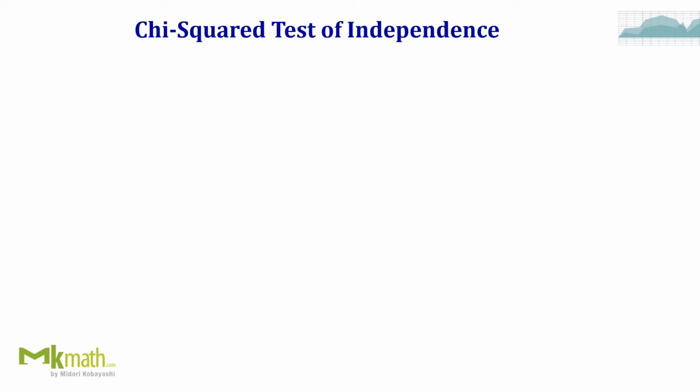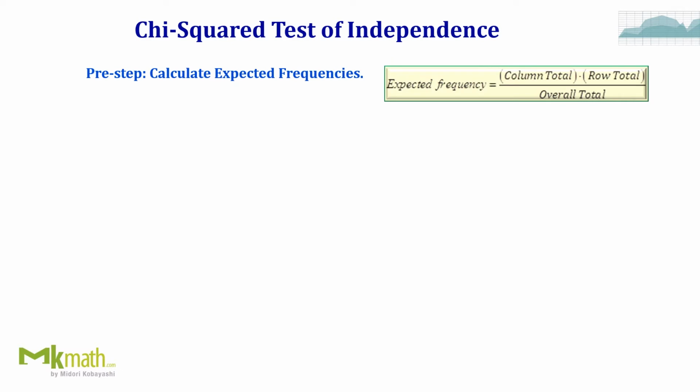There are 3 steps and 4 steps in testing procedure. In the pre-step, make an expected frequency table by the formula shown. Expected frequencies are predicted values assuming independency. On the other hand, observed values are actual values obtained from experiments.